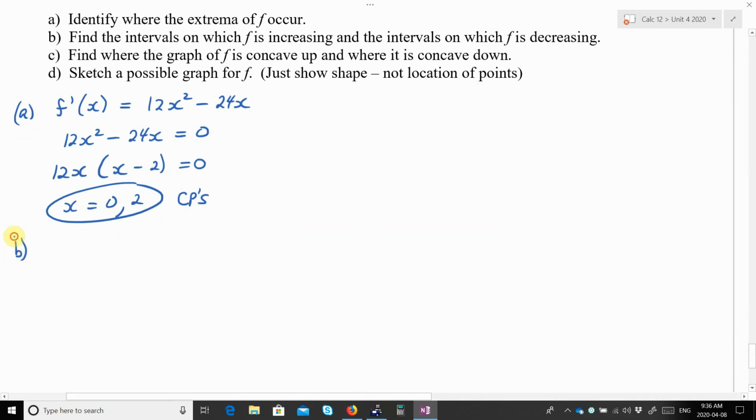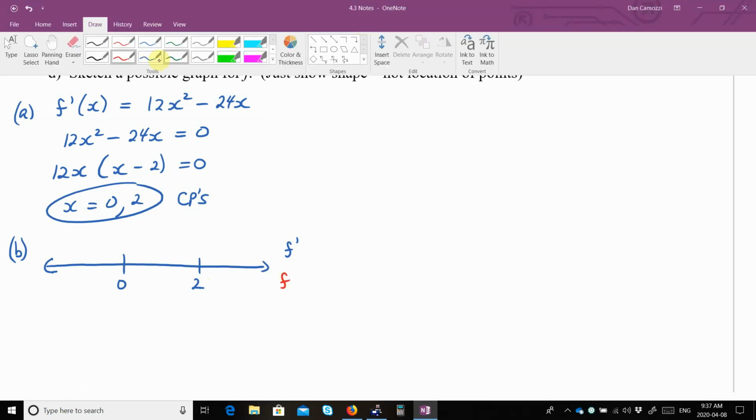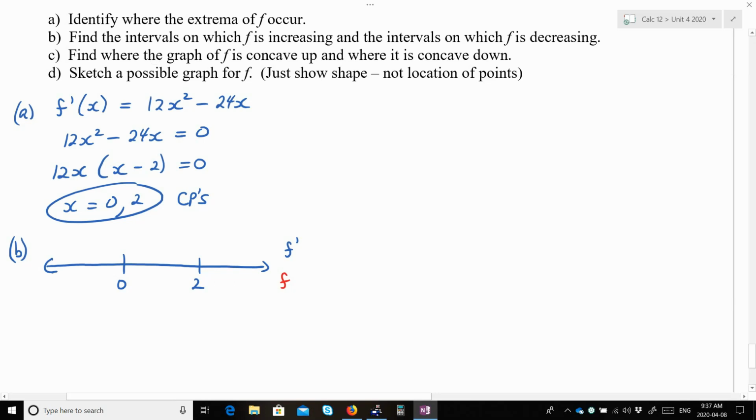Part B. Intervals of increase and decrease, that comes from the first derivative test. All right, and so that's where you do the little number line. And you plot the critical points at 0 and 2. And we are going to look at f prime and see what that means for f. And so what you do is you plot, or you do like a sketch of f prime.